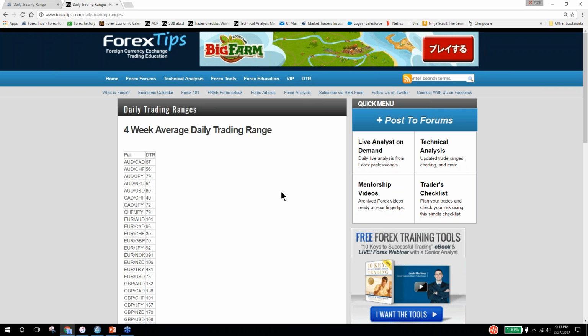All right, so make sure that you are considering all three of these things, the Holy Trinity, when choosing a currency pair. Once again, the average daily trading range, the margin requirement, and the spread. Any questions on that?